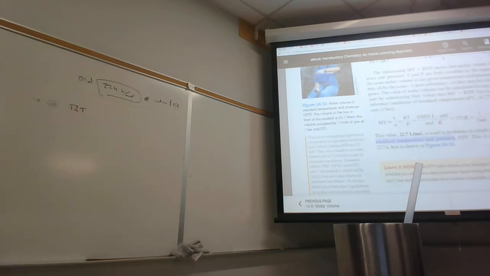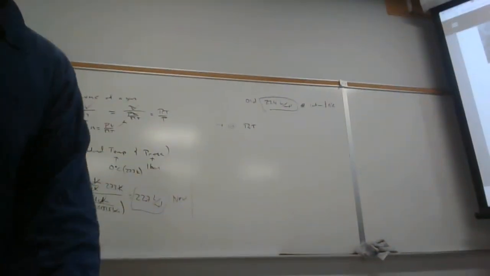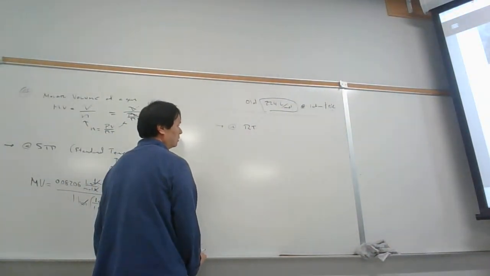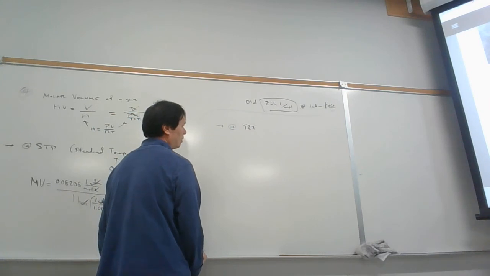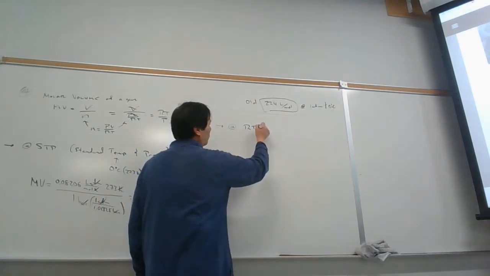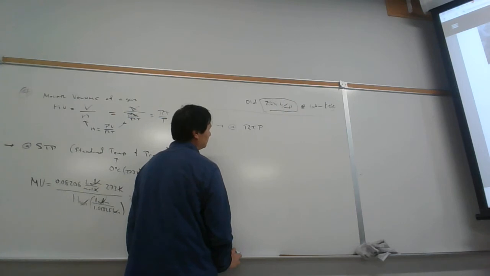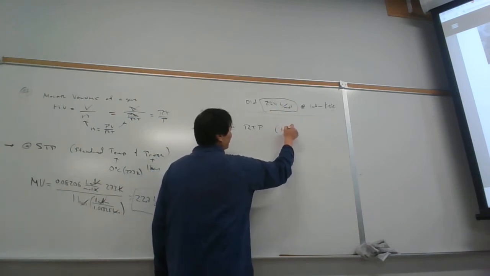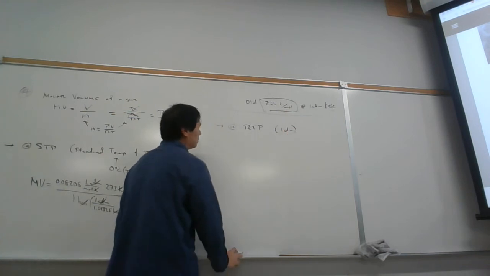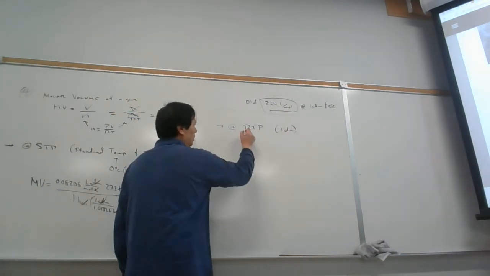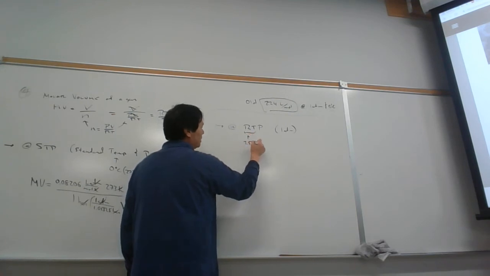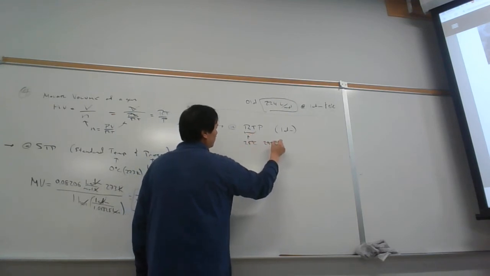RT stands for room temperature, and room temperature is more reasonable. RTP, except this P we're going to do with 1 atmosphere, not 1 bar. RT is room temperature, and that's 25 degrees C or 298 Kelvin.